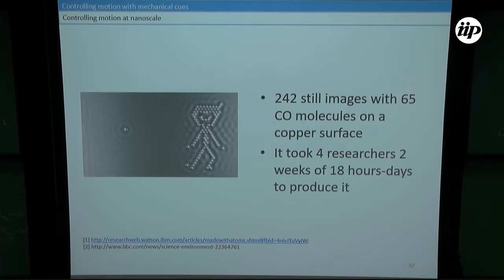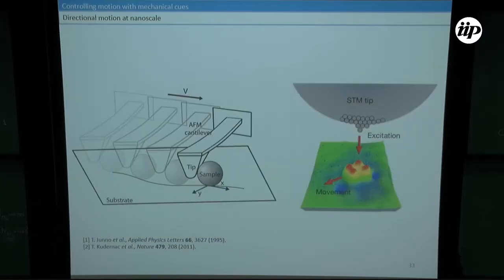But if you look at how long it took to make that movie, it took 4 researchers working 2 weeks, 18-hour days, to produce this video. So nowadays you actually have very good control of where you want to put your atoms, but the time and the effort it takes are pretty high. There are 2 methods you can use for controlling where the atoms are: an AFM cantilever, or an STM tip.